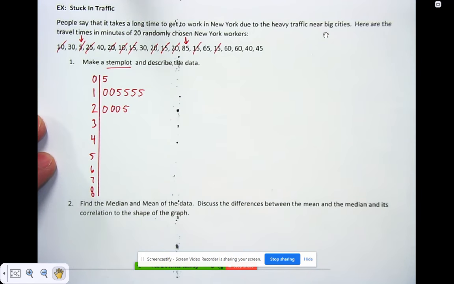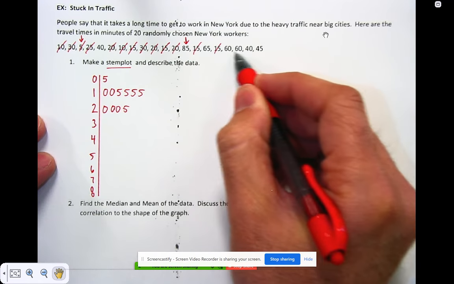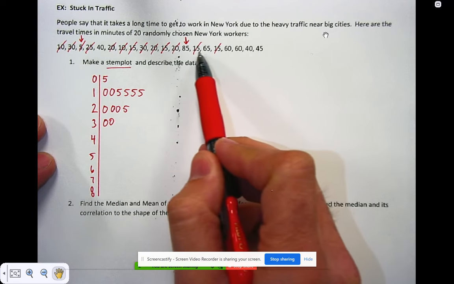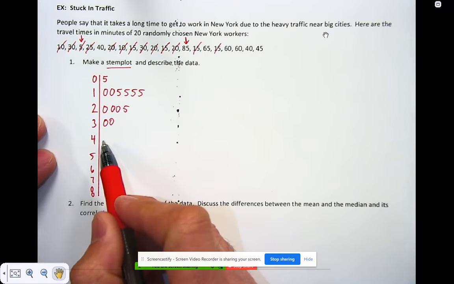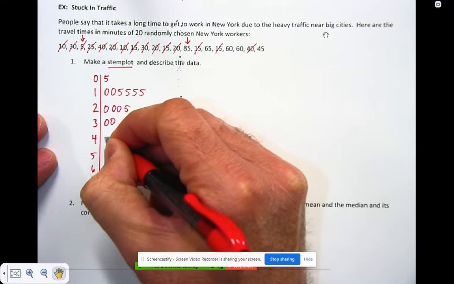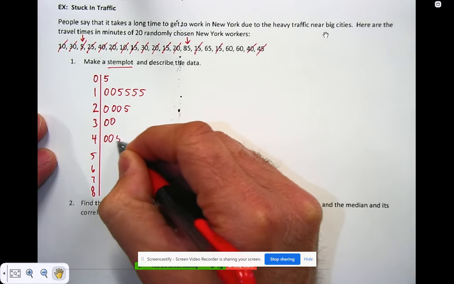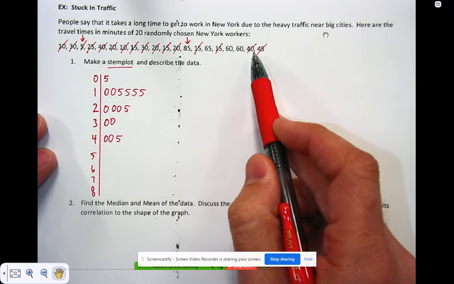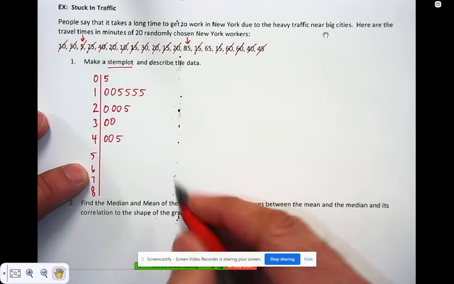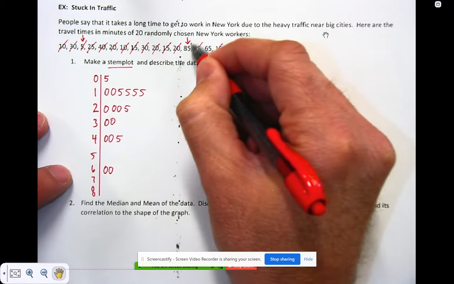Okay, then we go on to the 30s. We've got a 30, a 30, so 2 zeros. And did I have any 35s? No. So then I go down to 40. There's a 40 and a 40, so 2 zeros. But I also have a 45. As I look for 50s, there's no 50s, which is okay. You just leave it blank. 60, 60. So 0, 0. And then the last one there would be 85.